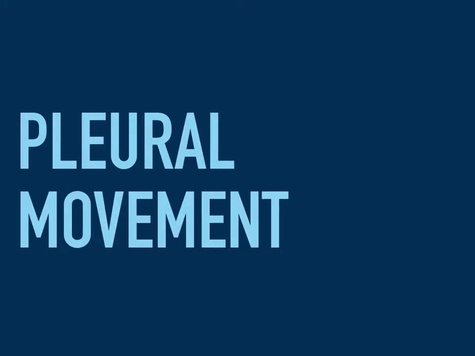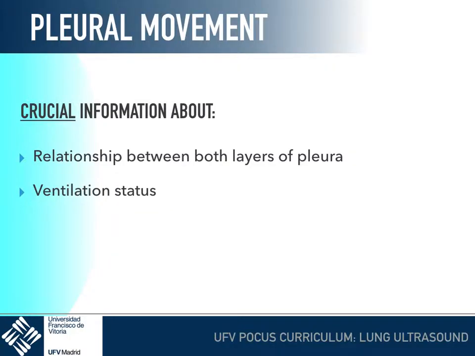The pleural movement is really important to assess because the type of pleural movement is going to give us crucial information about, one, the relationship between both layers of pleura, the visceral and the parietal, and the physiological relationship between them. And second, the ventilation status: whether the part of the lung we're evaluating is ventilated or not.